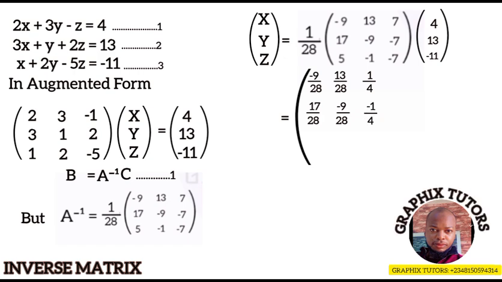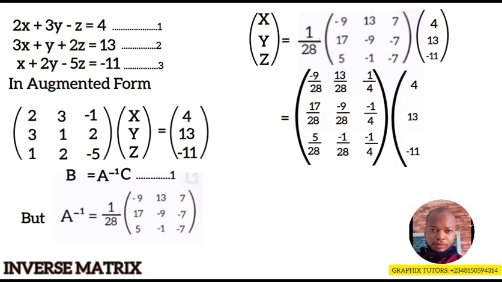And go to the next one. 1 over 28 times 5 will give us 5 over 28. 1 over 28 times minus 1 will give us minus 1 over 28. And 1 over 28 times minus 7 will give us minus 7 over 28, which is minus 1 over 4. Alright, still multiplying 4, 13, and minus 11. I'll write them down. Now you use your knowledge of matrix multiplication to multiply these two given matrices, right?